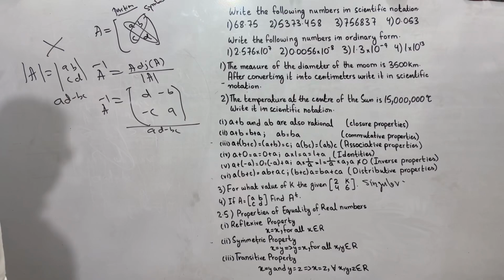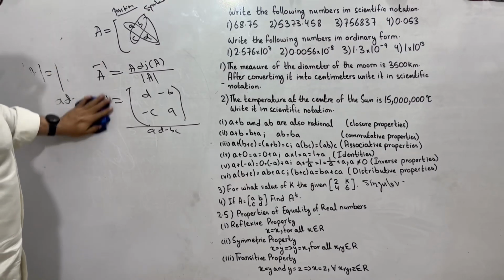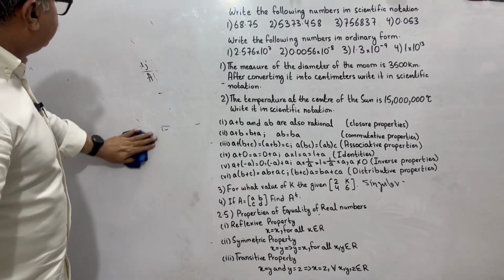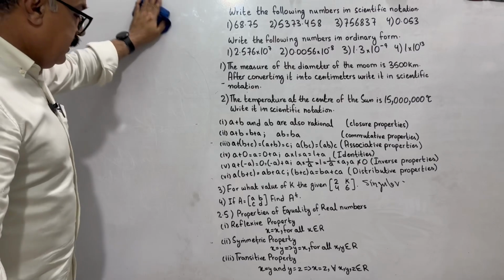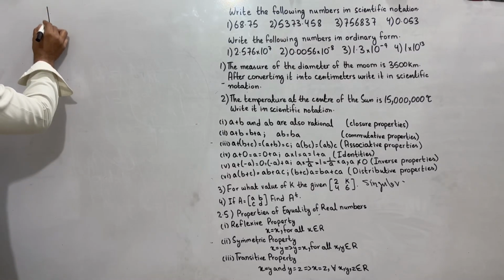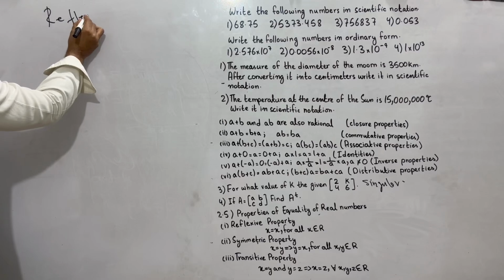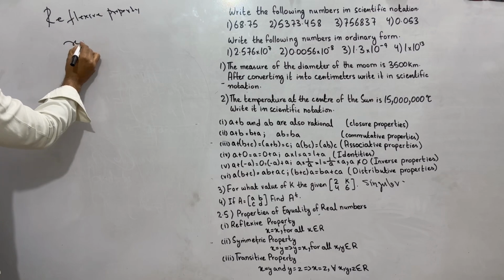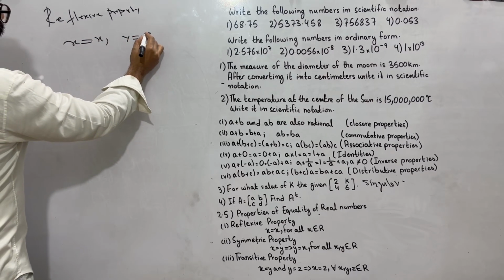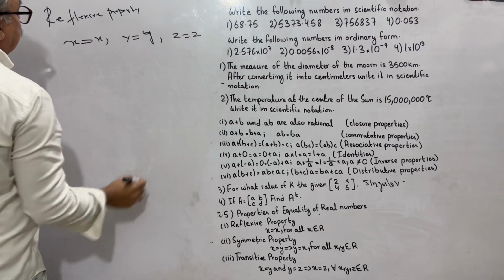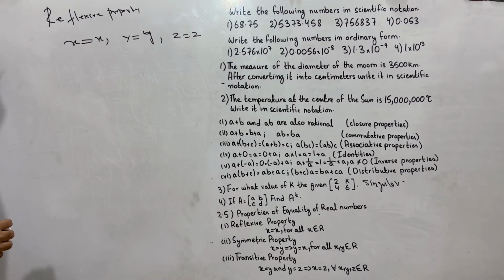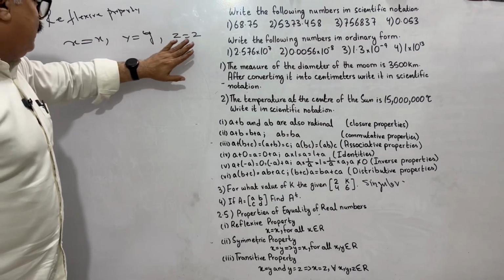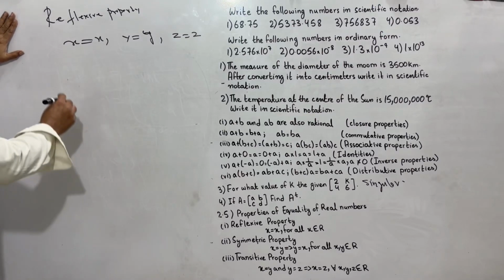Finally, we have three properties. What do you mean by reflexive? It is a property of equality of real numbers: reflexive, symmetric, transitive. Reflexive means itself. The reflexive property of equality: every number is equal to itself. X is equal to X, Y is equal to Y, Z is equal to Z, and so on. Each real number is equal to itself. This property is known as reflexive.